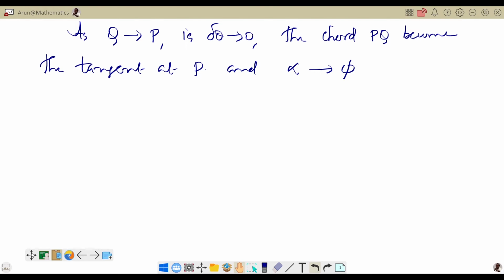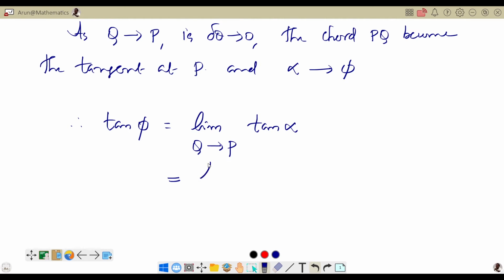Therefore, tan phi is equal to limit Q tends to P of tan alpha. As Q tends to P, you know that delta theta is tending to 0, and tan alpha is r sine delta theta divided by delta r plus 2r sine square delta theta by 2.